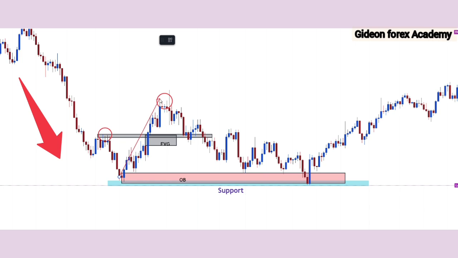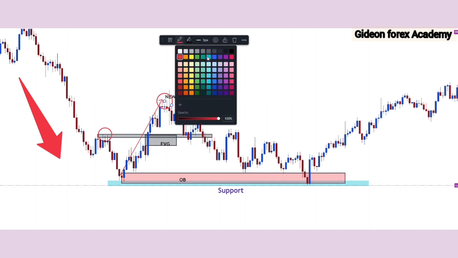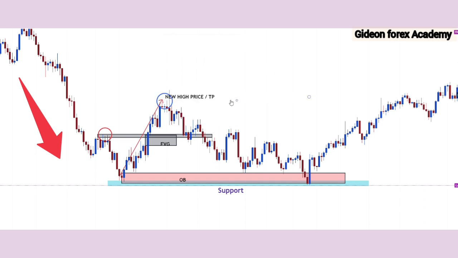We have this impulsive move to the upside that creates a new high. This is a new high price, and it will also be our target for take profit. Up here is a new price at this circle up here. That would be our new price.